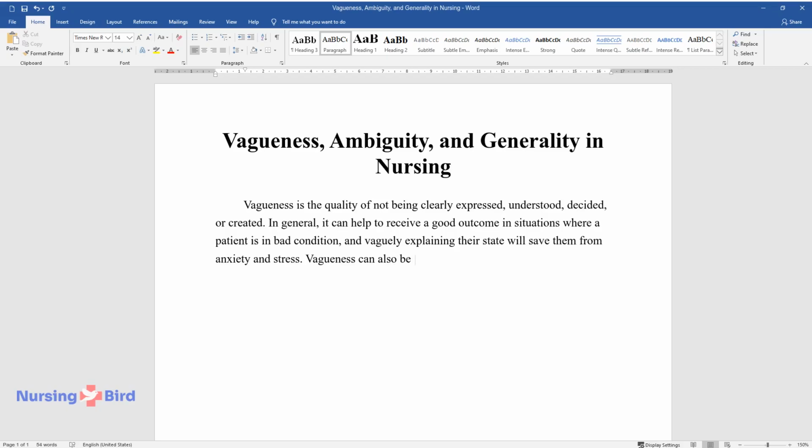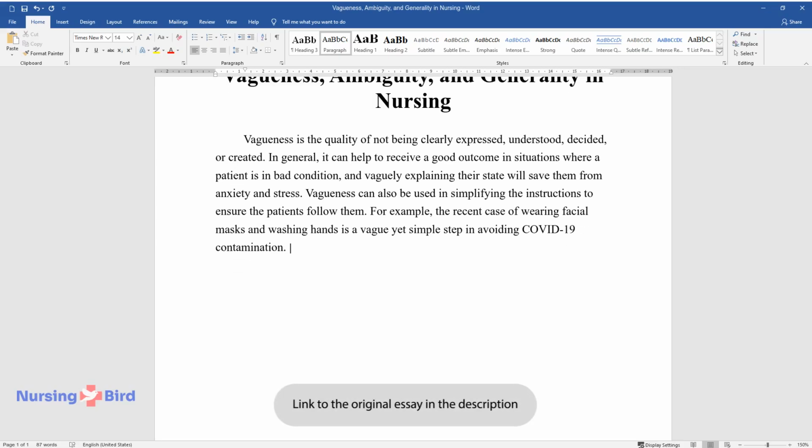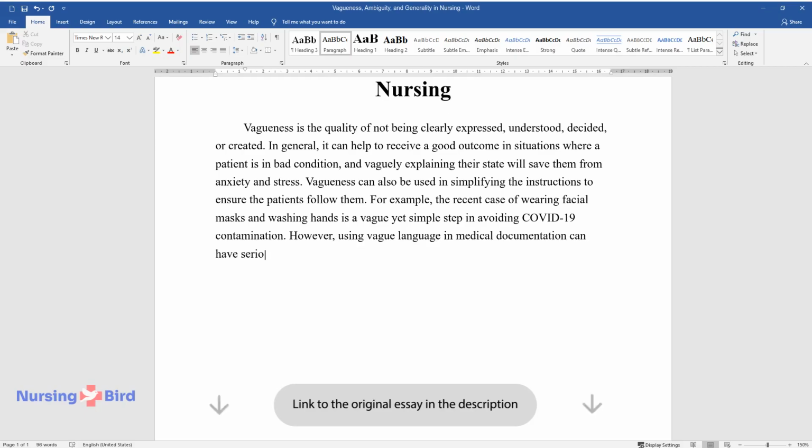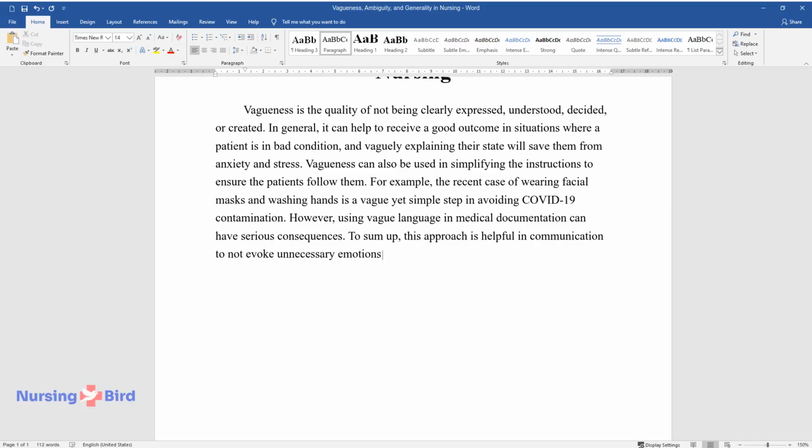Vagueness can also be used in simplifying the instructions to ensure the patients follow them. For example, the recent case of wearing facial masks and washing hands is a vague yet simple step in avoiding COVID-19 contamination. However, using vague language in medical documentation can have serious consequences. To sum up, this approach is helpful in communication to not evoke unnecessary emotions in patients, but it is inappropriate for documents.